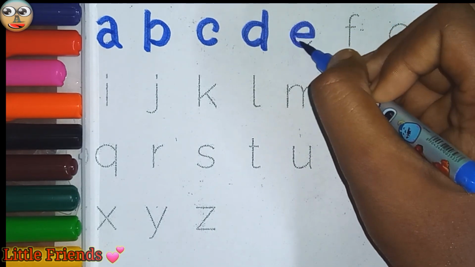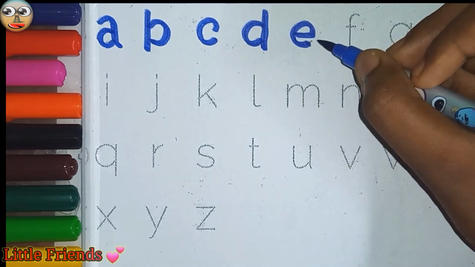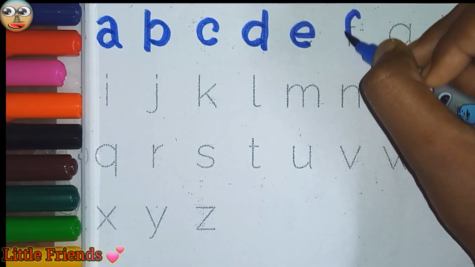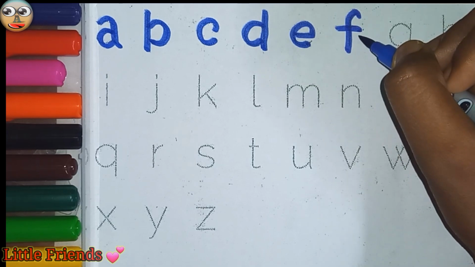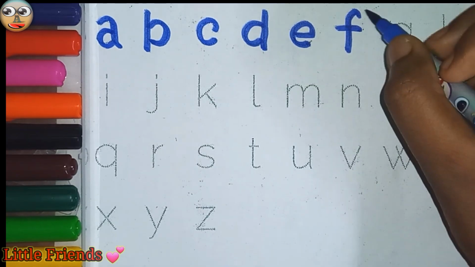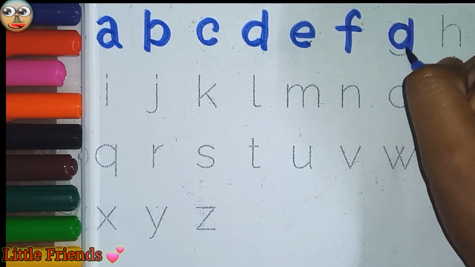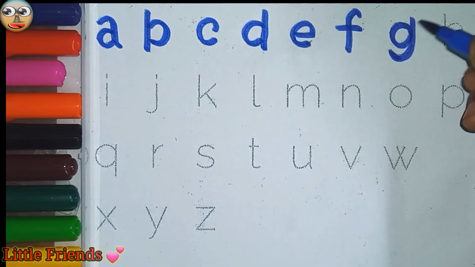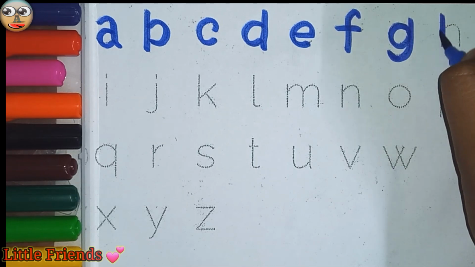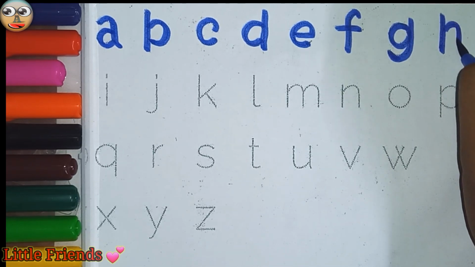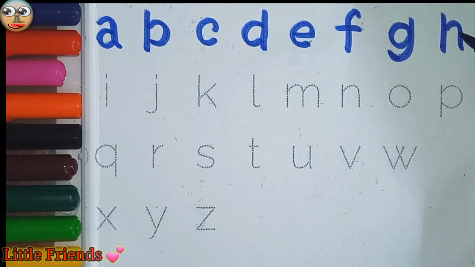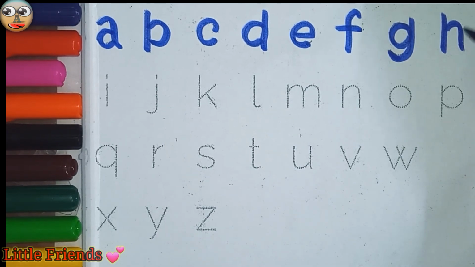E for egg. F for fish. G for grapes. H for hen.